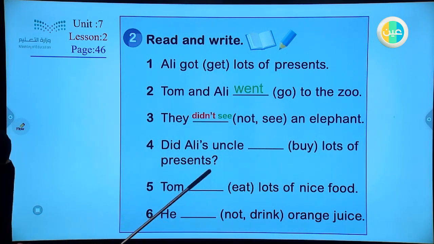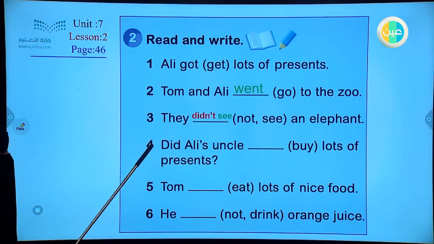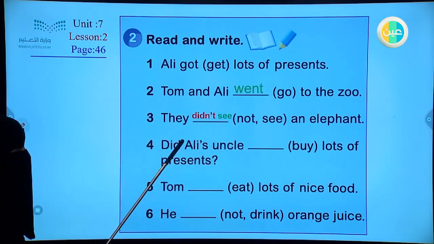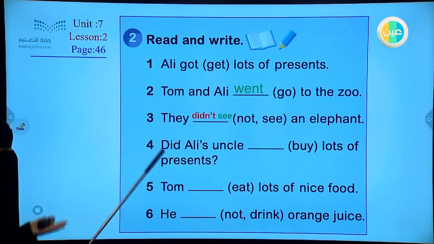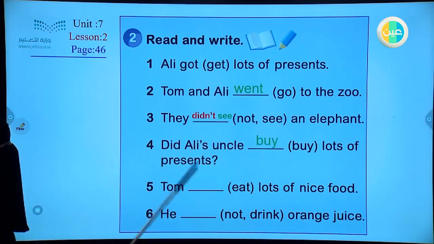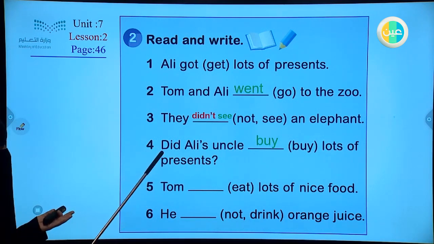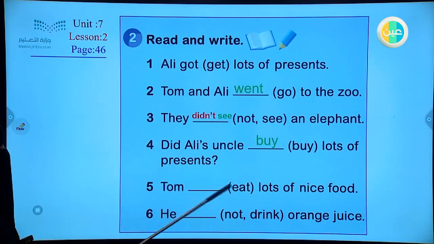Here, do we have negative here? No, this is a question. Yes, no question. Did. So we have did here. So we don't change the verb. If we have did in the sentences, negative or questions, we don't change the verb. So did Ali's uncle buy lots of presents? Okay, this is a question. We don't change the verb. We use the did. Tom eat lots of nice food. How can we change the verb eat? Yes, ate. Again, we have negative here, as we did here, did not drink.